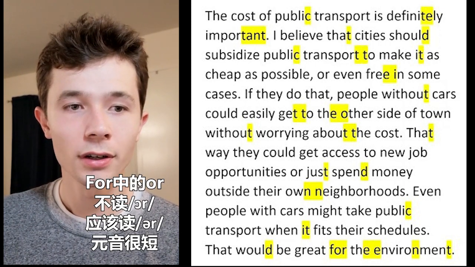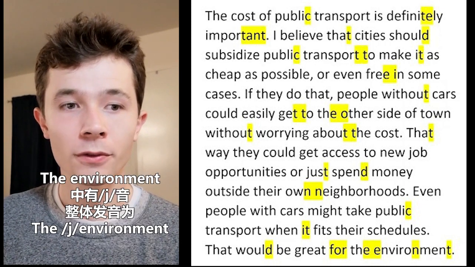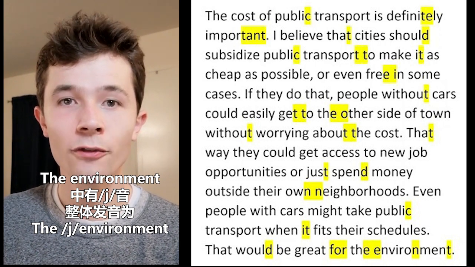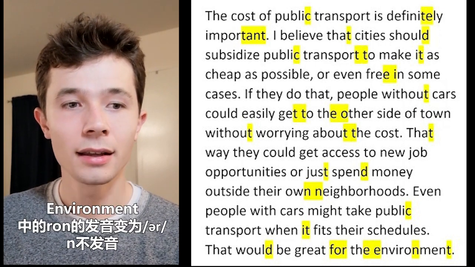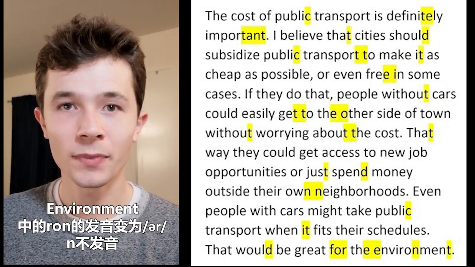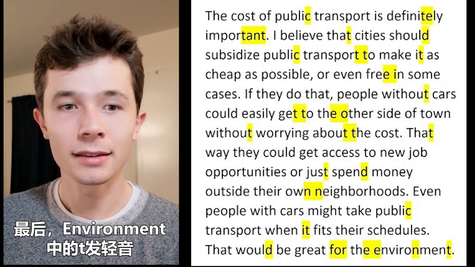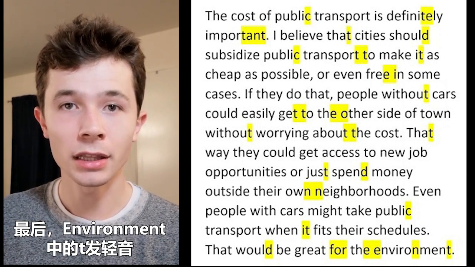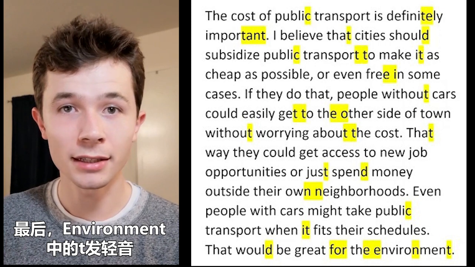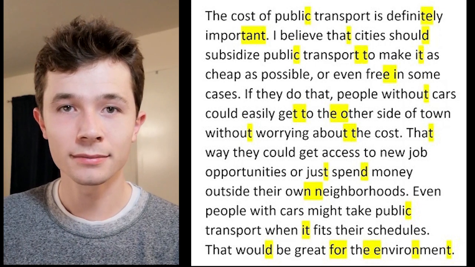Now, for. This isn't for, the vowel is very short. For the environment. These two sounds have a y between them. For the environment. And now this N disappears. Environment. Finally, this last T should be very light, and sometimes you won't even say it at all. Environment. Great for the environment.